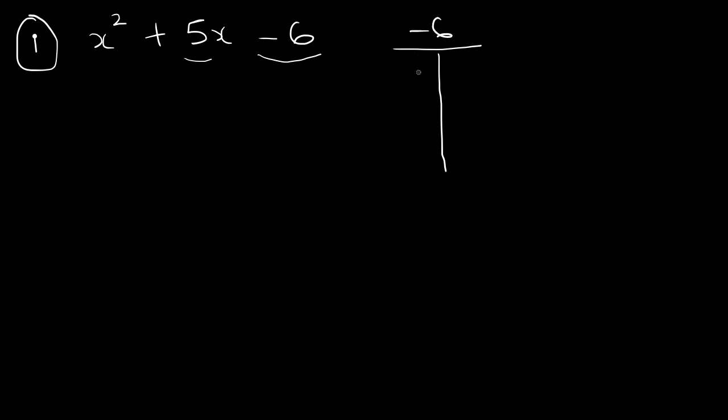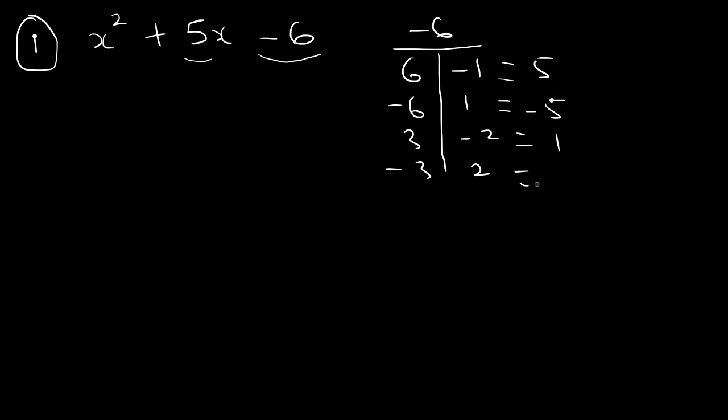So we have 6 and minus 1, minus 6 and 1, 3 and minus 2, then minus 3 and 2. Now, all of these options, if you multiply them, you will get minus 6. So let's see, if we add each of these options, which one will give us positive 5? 6 minus 1 is 5, minus 6 plus 1 is minus 5, 3 minus 2 is 1, and this is minus 1. So of all these options, the first option is what we are looking for, because when we added, it gave us 5.